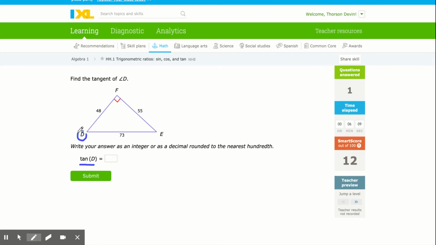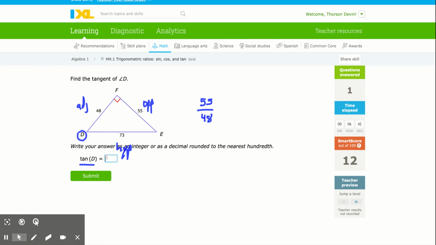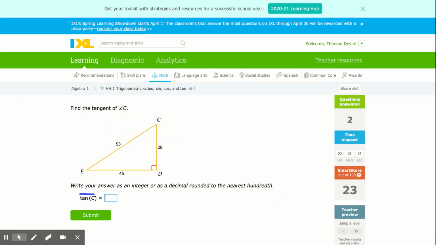Tangent of D, here's D. Here's my hypotenuse because it's across from the right angle. Here's my opposite side from angle D. Here's my adjacent side. Won't always be this way, but it is in this one. Tangent is opposite over adjacent. So it's 55 over 48. Again, just grab your calculator, do 55 over 48, and we get 1.15 if I round to the nearest hundredth. It's actually 1.145, but I rounded up because that's what you're supposed to do.